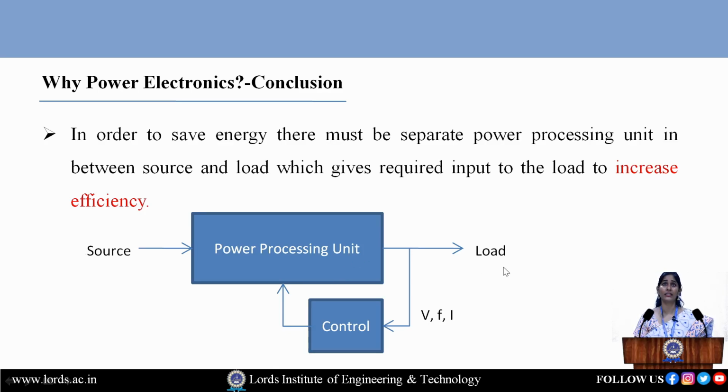Here you can see another block which I added, which is a controlling part. Power electronics not only deals with increasing the efficiency, it also controls the flow of electrical energy. Here I am taking V, F and I as controlling parameters, nothing but voltage, frequency and current. You can choose any one of these parameters as a controlling element, and the controlling output will be given to the power processing unit. The power processing unit is nothing but the power electronic circuit. It may be a rectifier, inverter, chopper or AC voltage regulator.